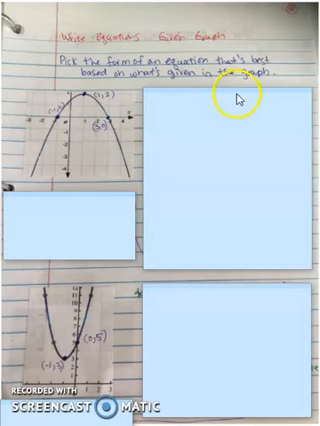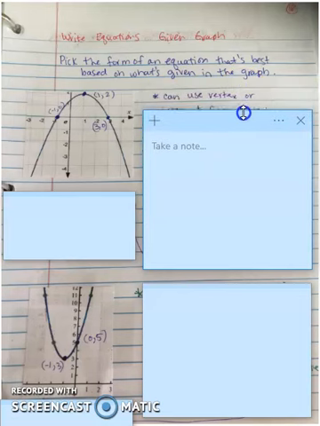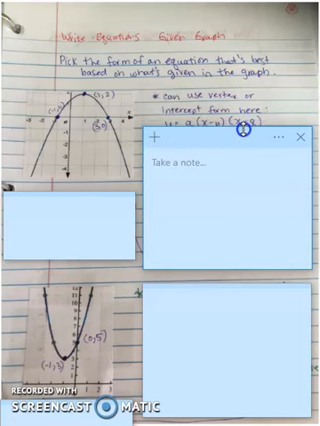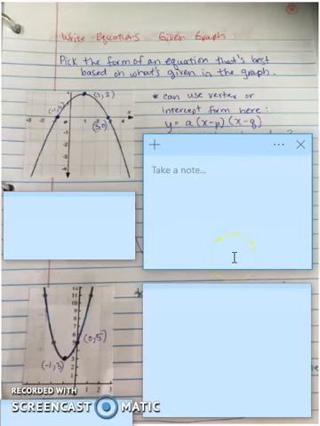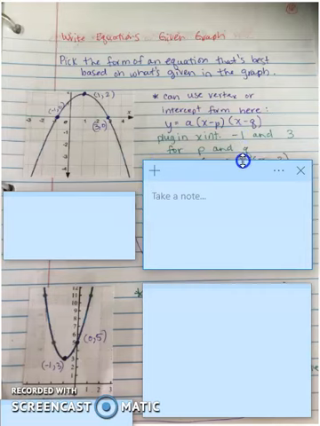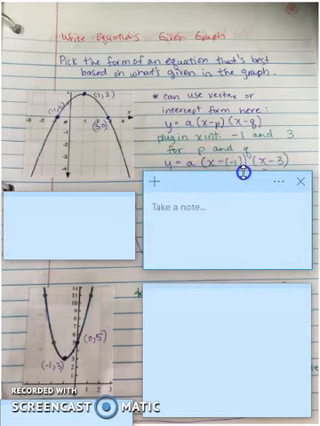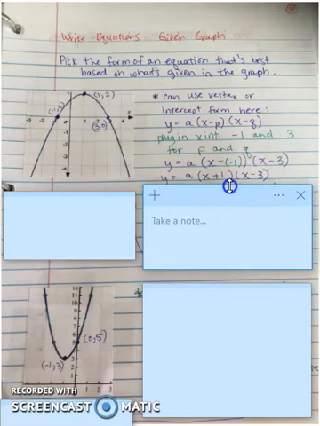Now, first thing we're going to do, for this first one, I'm going to use intercept form. The intercept form is y is equal to a(x - p)(x - q). Remember that p and q are going to be your x-intercepts, and we can see in this particular case those are going to be -1 and 3. So I'm going to replace those with my p and q in my equation. When I do that, I'm left with y is equal to a(x + 1)(x - 3). And so now I have to find a.